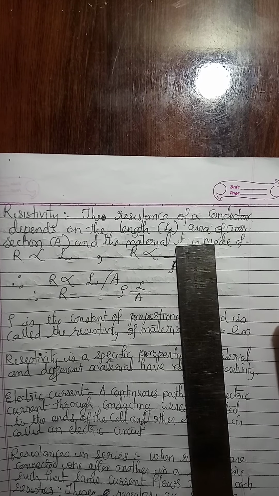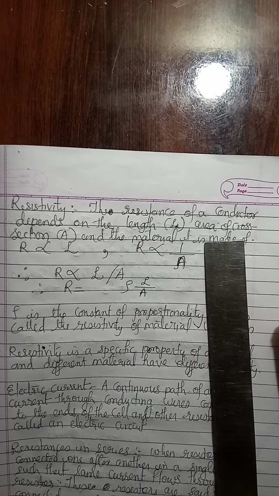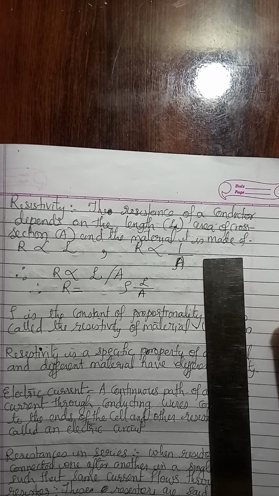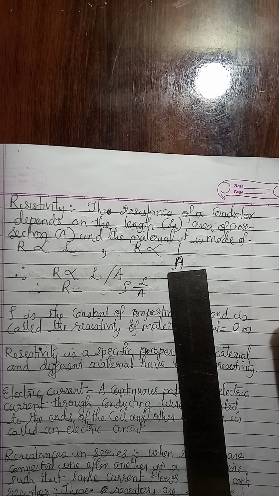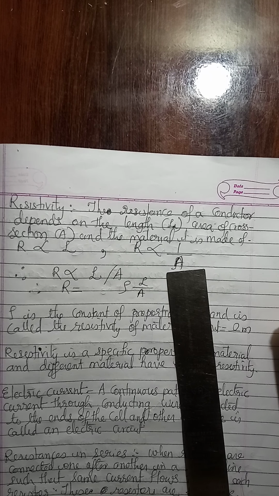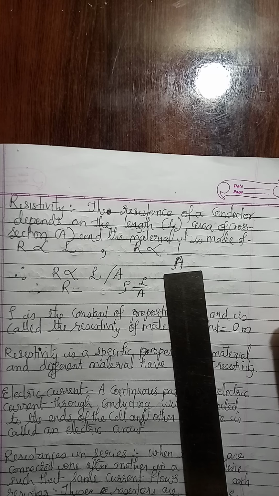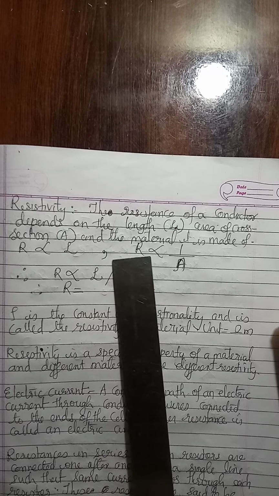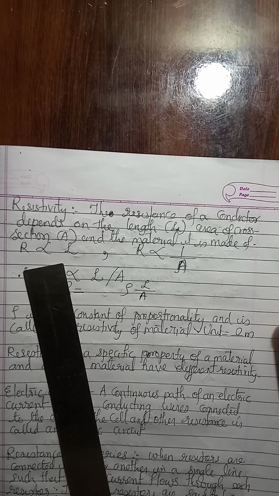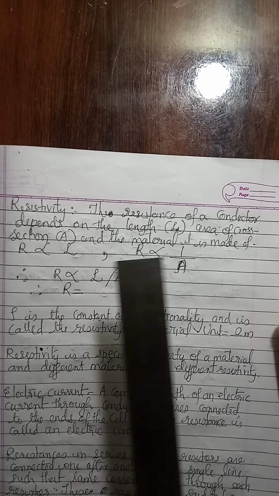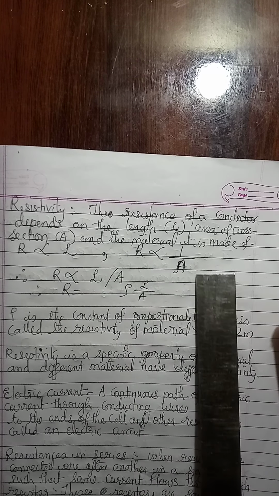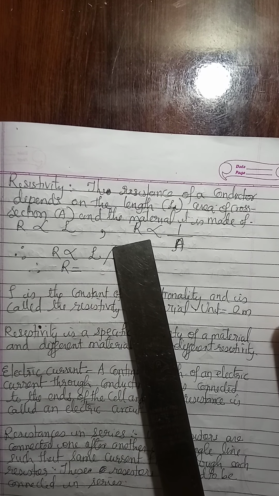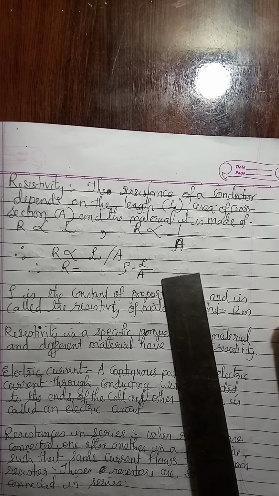Resistivity. The resistance of the conductor depends upon the length, the area of cross section, and the material of which it is made. It will depend upon the length of the wire, the area of cross section, that is thickness, and the material, whether it is made of copper, iron, cobalt, nickel, etc. Resistance is directly proportional to the length of the conductor and inversely proportional to the area of cross section.